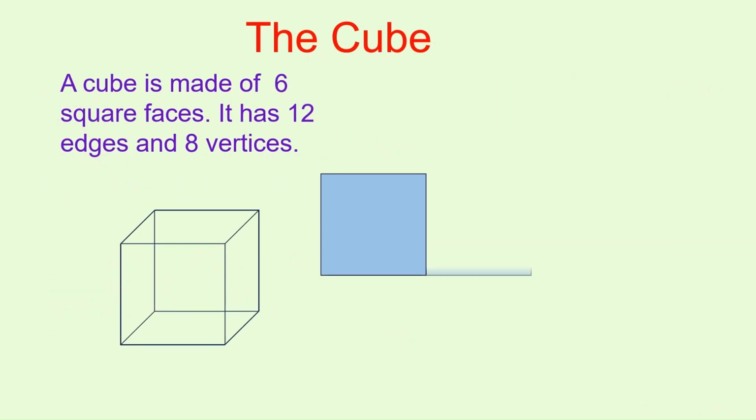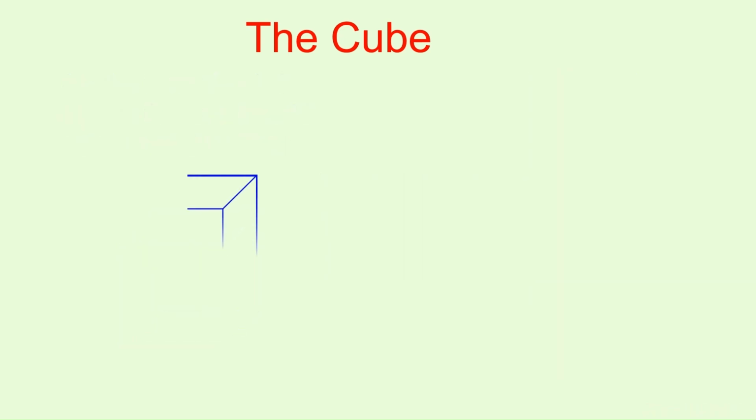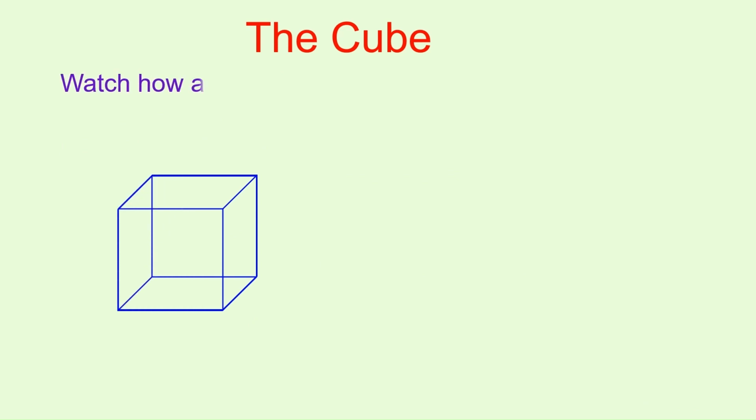Look how a cube would look as it is unfolded. A cube is made of 6 square faces. Watch now how 6 square faces make a cube.